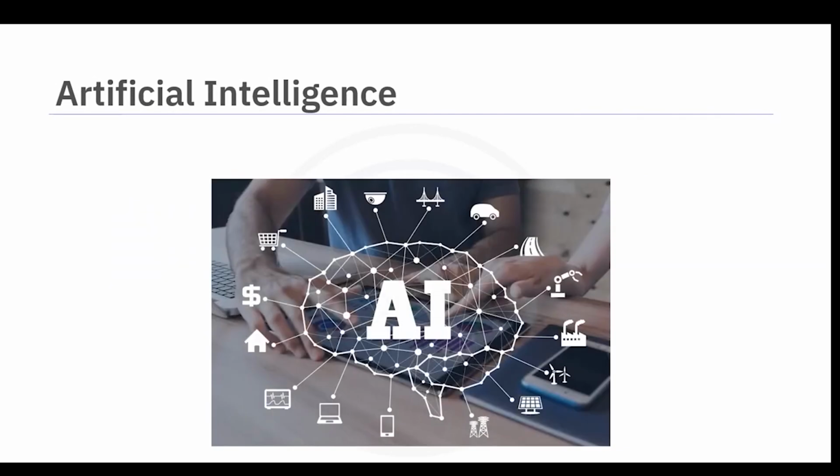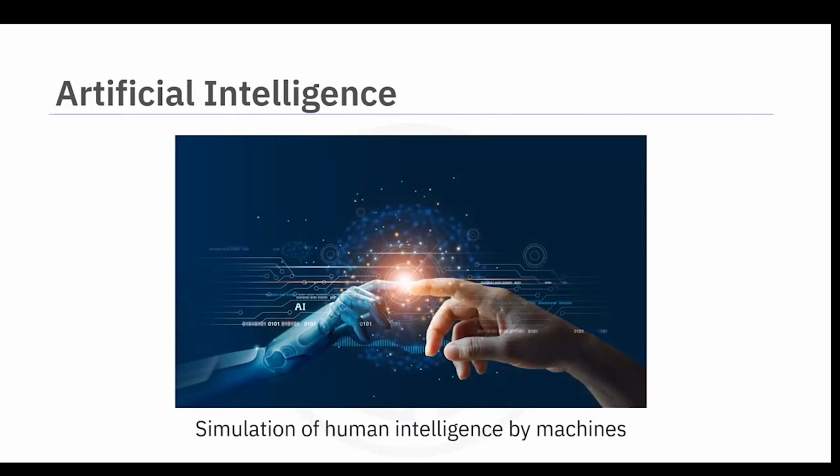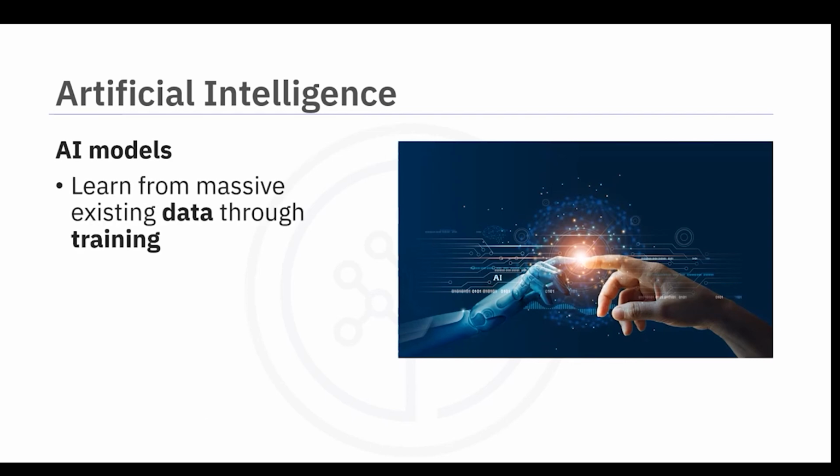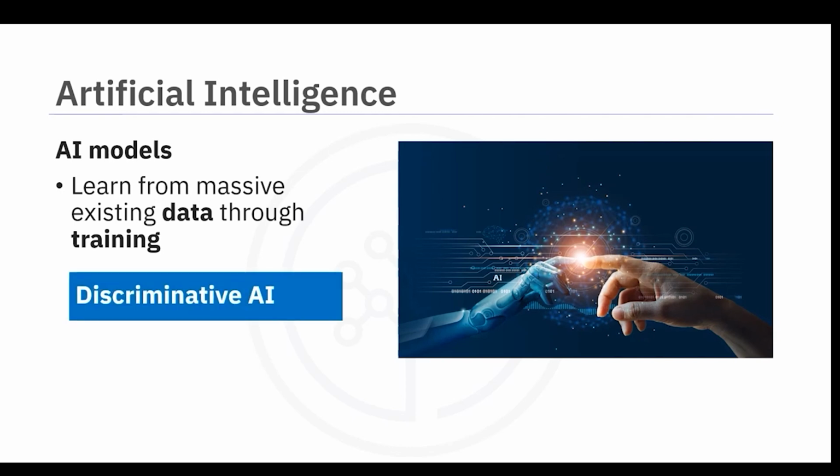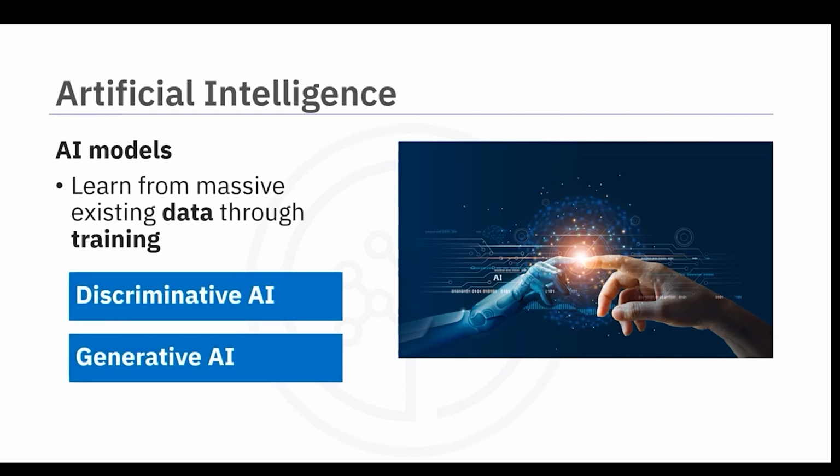Artificial intelligence, or AI, has been around for years, shaping almost every sphere of our lives and revolutionizing how we live and work. At its core, AI can be defined as the simulation of human intelligence by machines. AI models learn from vast amounts of existing data. The process of learning from data is called training. There are two fundamental approaches to AI, discriminative AI and generative AI.